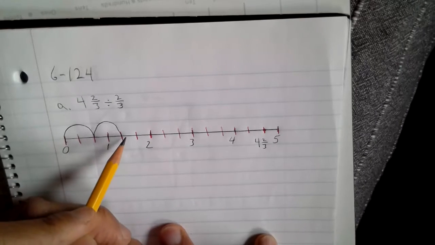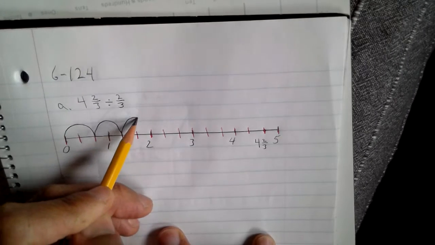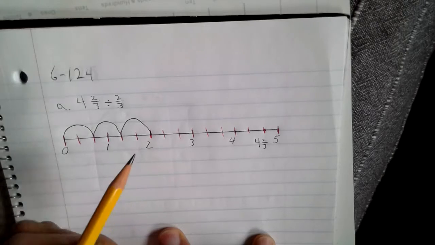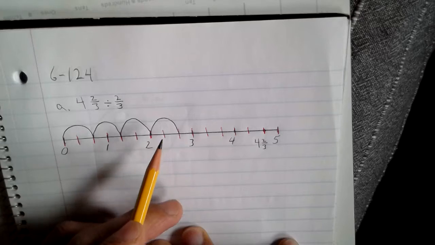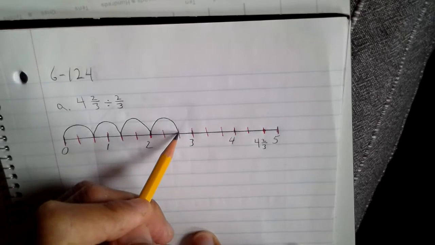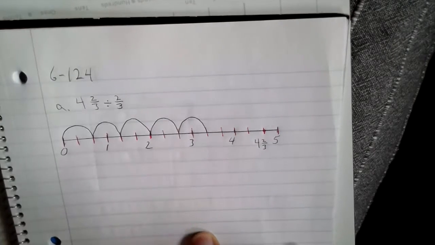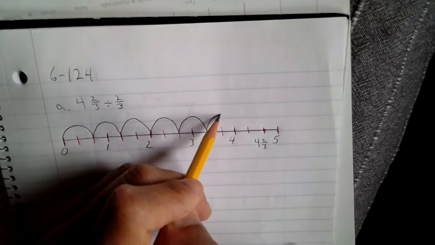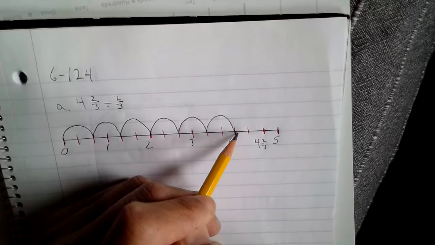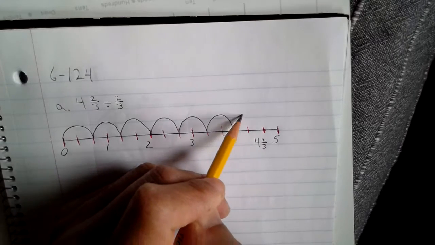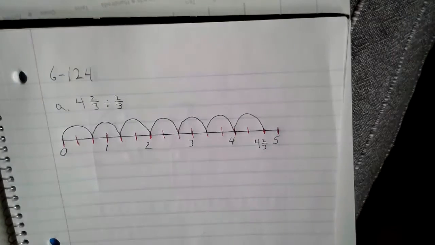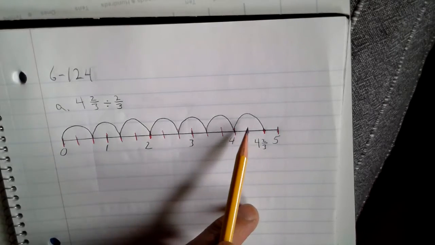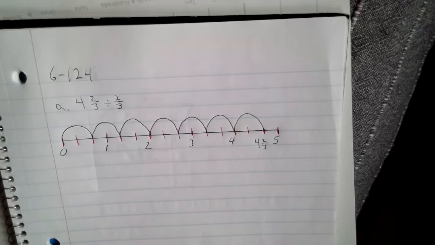I'll follow this pattern. 1/3, 2/3. Keep going. So far, we're able to take out 4 complete groups. Let's keep going. Finally, 1/3, 2/3. Remember, we're only going up to 4 and 2/3. And we could have done that the other way, going from here and starting to take out those groups.